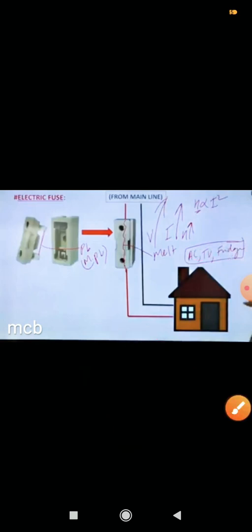Our AC, our TV, our fridge, oven, etc. can be damaged or destroyed. To avoid this damage or destruction, the fuses or the MCB are installed. Because the fuse contains Pb, the layer of lead, that has a low melting point.